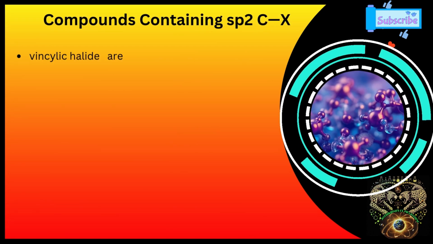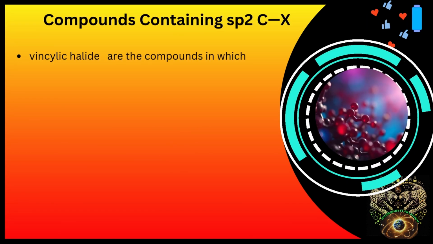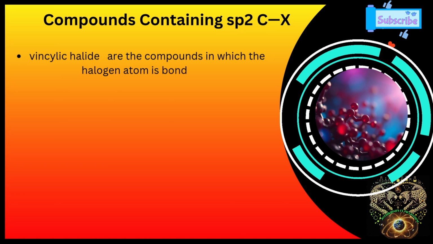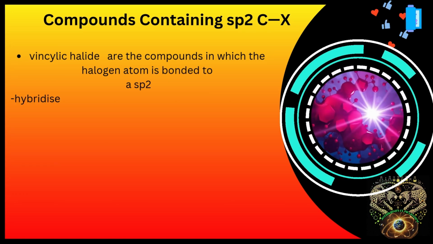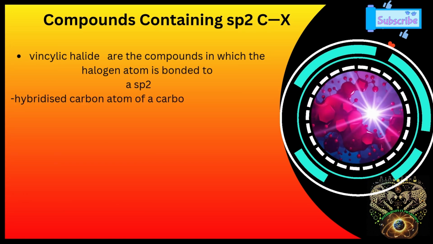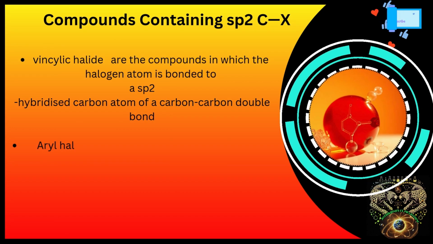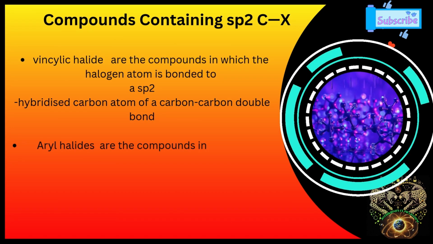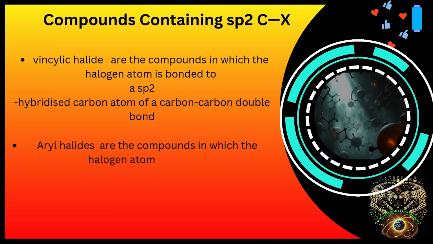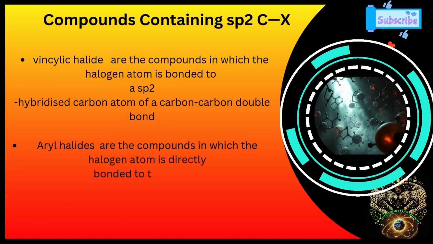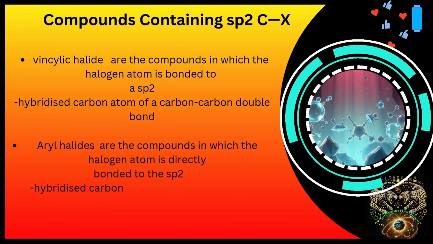Compounds containing sp2 carbon halogen bonds are classified as vinylic halides and aryl halides. Vinylic halides are the compounds in which the halogen atom is bonded to a sp2 hybridized carbon atom of a carbon-carbon double bond. Aryl halides are the compounds in which the halogen atom is directly bonded to the sp2 hybridized carbon atom of an aromatic ring.